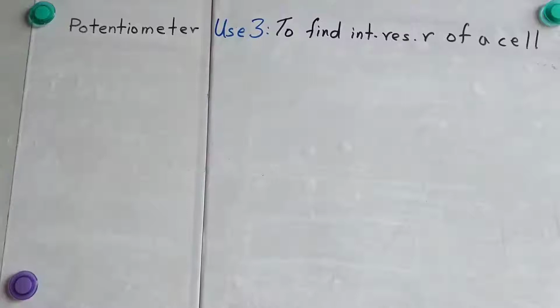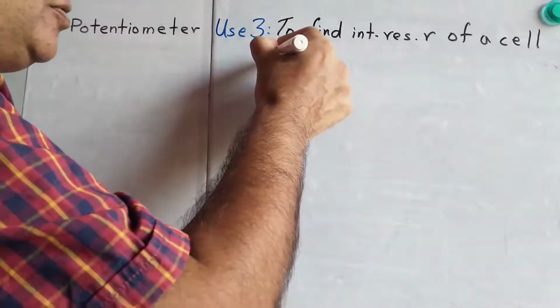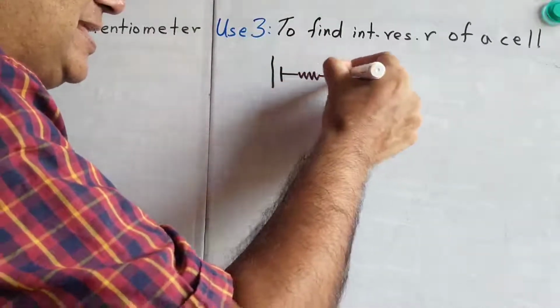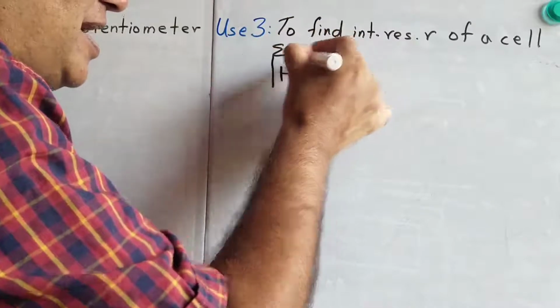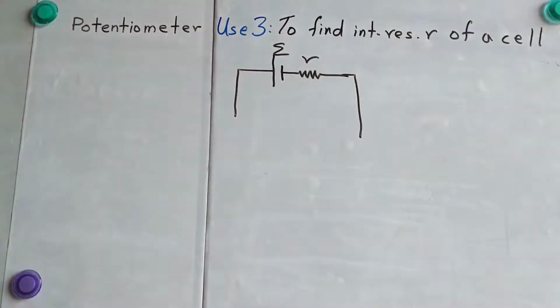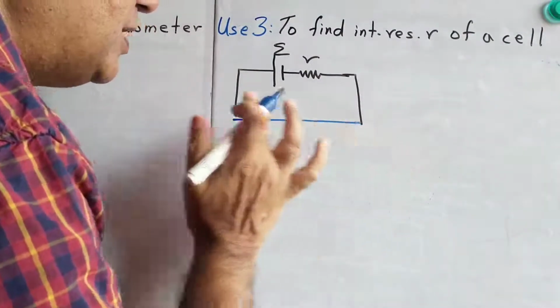In this lesson, we are going to discuss the third use of a potentiometer. It is to find the internal resistance R of a cell. So here we have to do two experiments. So this is our potentiometer, EMF E, internal resistance R connected to a potentiometer wire. So this is our potentiometer wire.